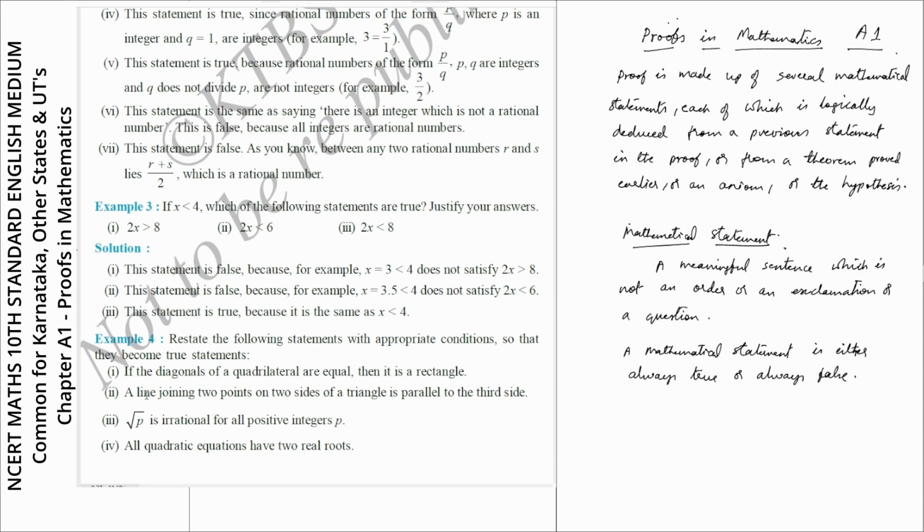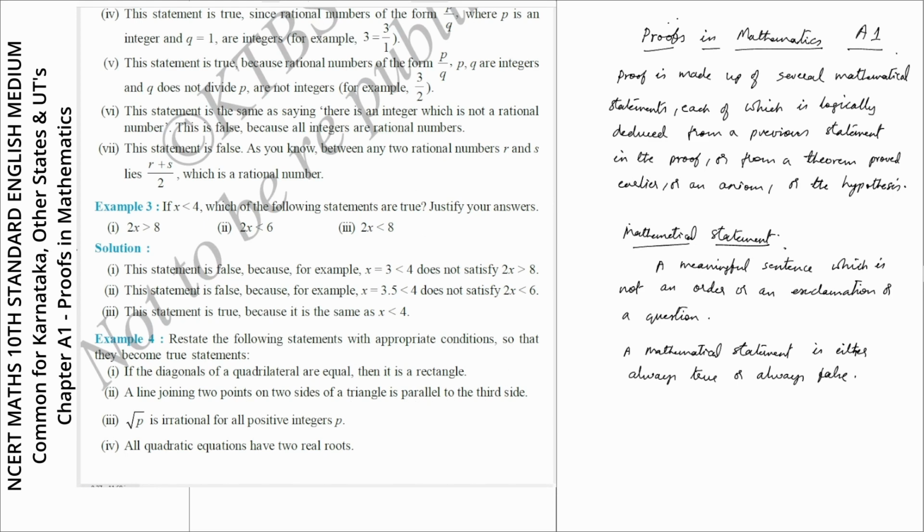The next sub question: a line joining 2 points on 2 sides of a triangle is parallel to the third side. So here instead of 2 points, if we insert 2 midpoints, then it will be correct. The line joining 2 midpoints of 2 sides of a triangle is parallel to the third side.